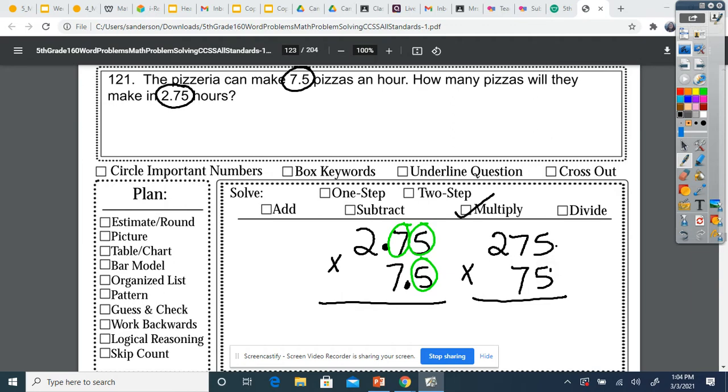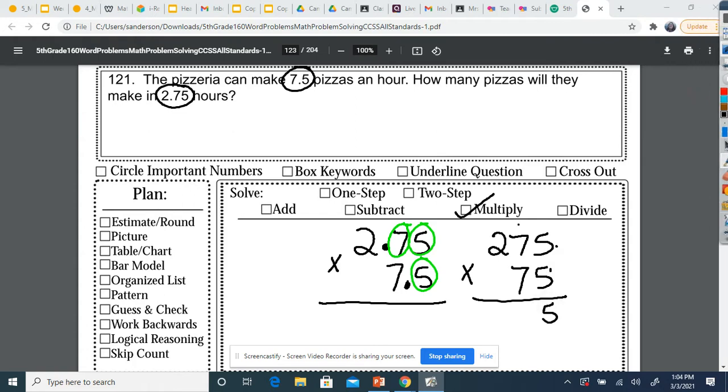So 5 times 5 is 25. 5 times 7 is 35, plus 2 is 37. 5 times 2 is 10, plus 3 is 13. So I am done with my 5. I've multiplied everything on the top. I'm also done with these numbers too. So I need to add a 0 as a placeholder.